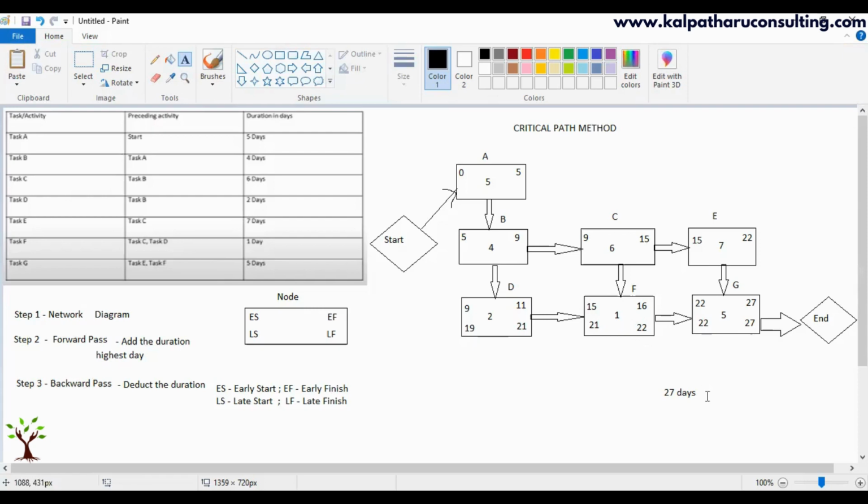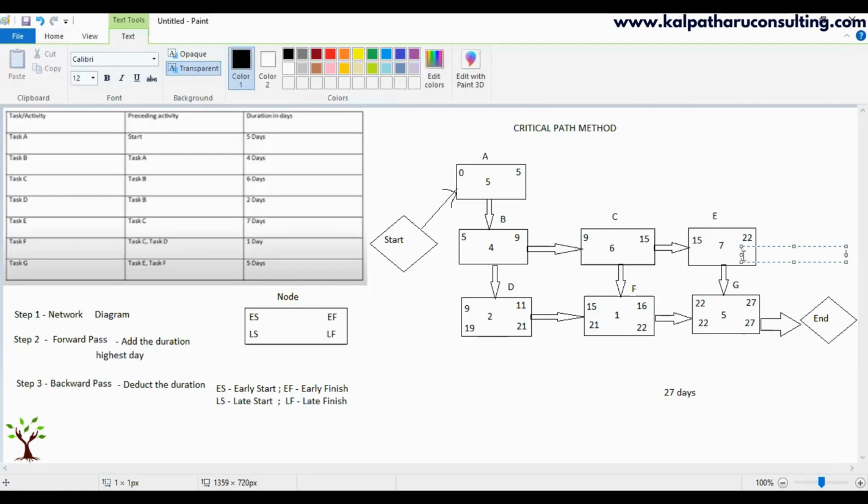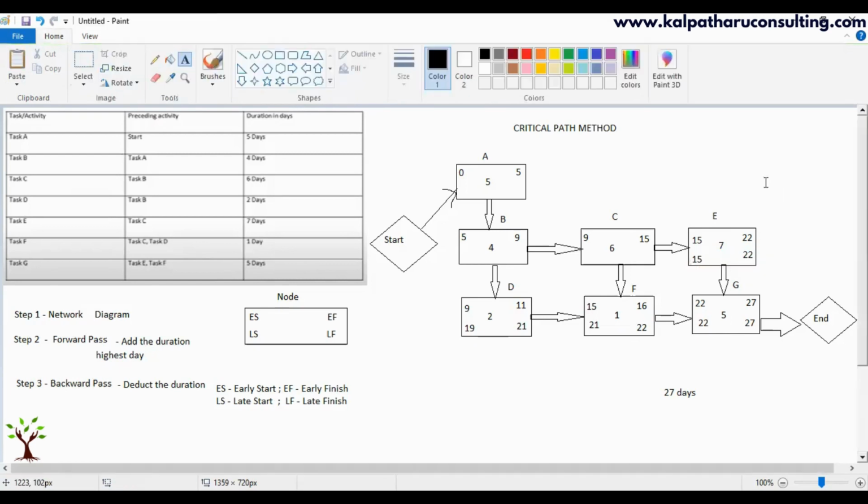Right. And coming to E, what is the number we are going to enter here? That again will be 22. This 22. Correct? Yes. 22 minus 7 is 15. Okay. So now let's take C. From C, the arrow goes to E and F. Correct? Yes. Which means C is the previous activity for both E and F.